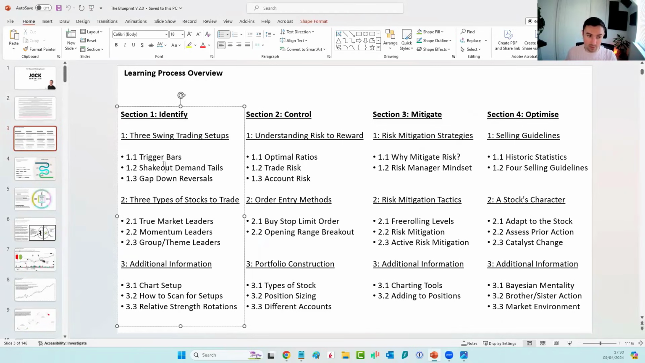I'll try and keep these to one session, but this is the format we're going through. It'll be trigger bars, then shakeout demand tails, then gap down reverse bars, then the 3 types of stocks to trade: TMLs, momentum leaders, and group theme leaders. We'll work our way through this. When we've gone through all of it in about 30 weeks' time, we'll cycle back through, I'll add some new material, and we'll go again, as I think it'll be good to do that.